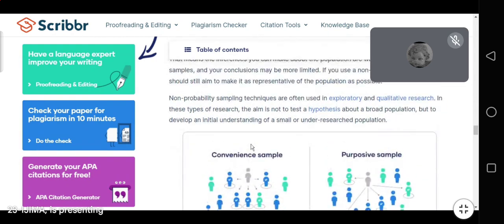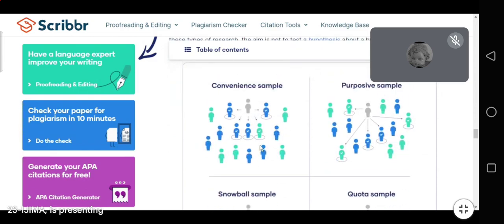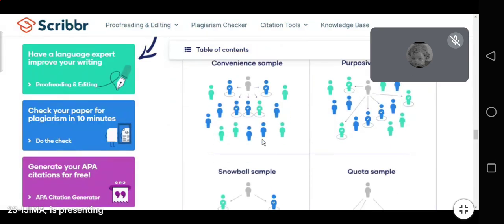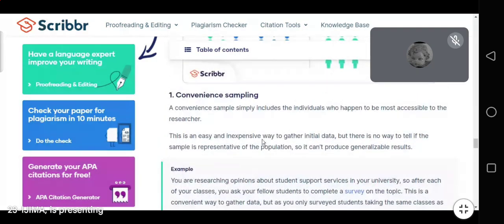Non-probability sampling techniques are usually used in exploratory and qualitative research. There are four types of non-probability sampling methods: convenience sample, purposive sample, snowball sample, and quota sample. So number one is convenience sample.